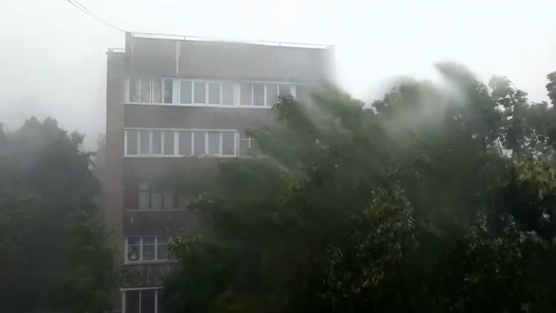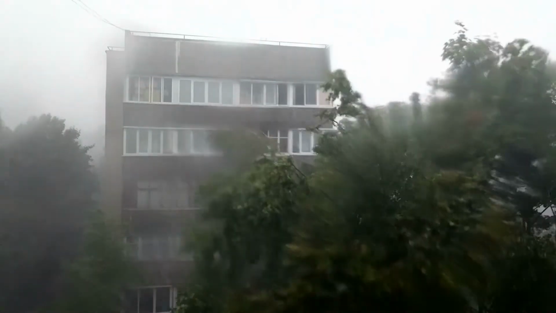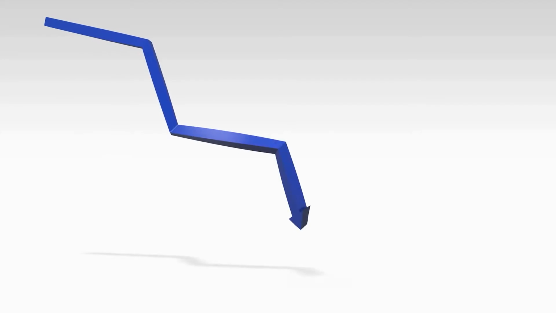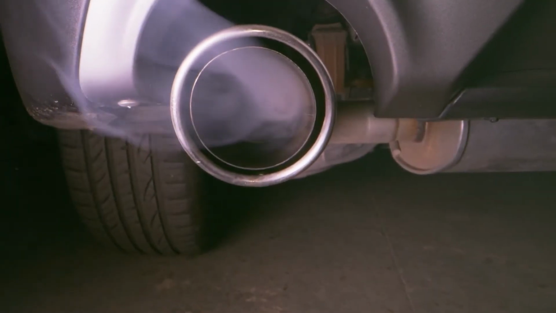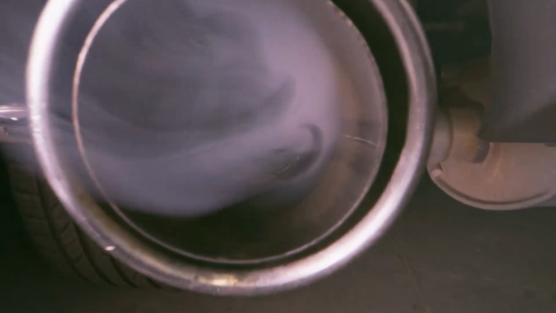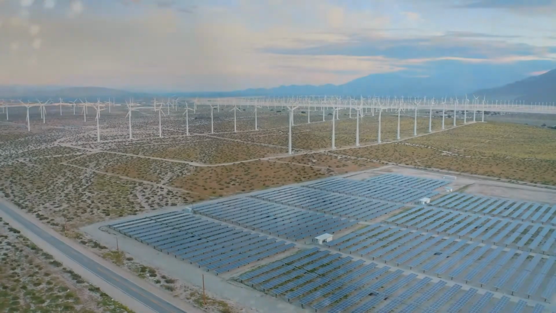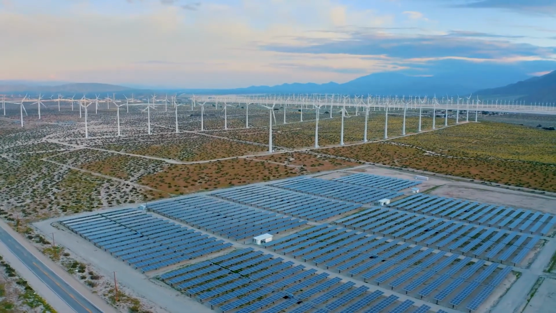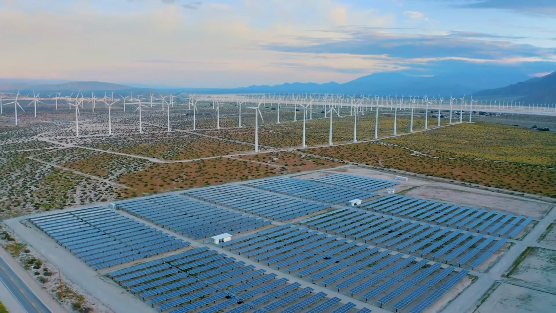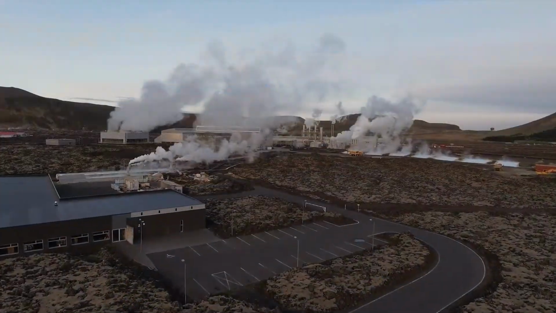To combat all of these devastating effects, carbon dioxide levels must be reduced. This can be done in a variety of ways. Firstly, by reducing fossil fuel usage. This can include using renewable energy sources instead, such as solar panels, wind turbines, and geothermal energy. Even nuclear energy is surprisingly more sustainable.